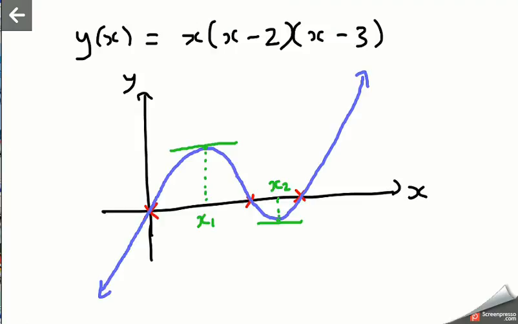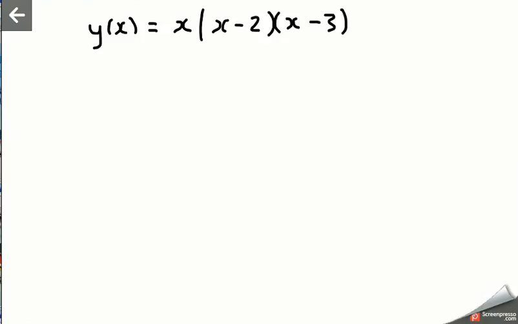So y prime of x1 is going to be equal to y prime of x2, which is going to be equal to 0. So let's go ahead and find out what x1 and x2 are by differentiating y of x and setting it equal to 0. Y of x equals x times (x minus 2) times (x minus 3). To make it easier to differentiate, let's expand it out first.